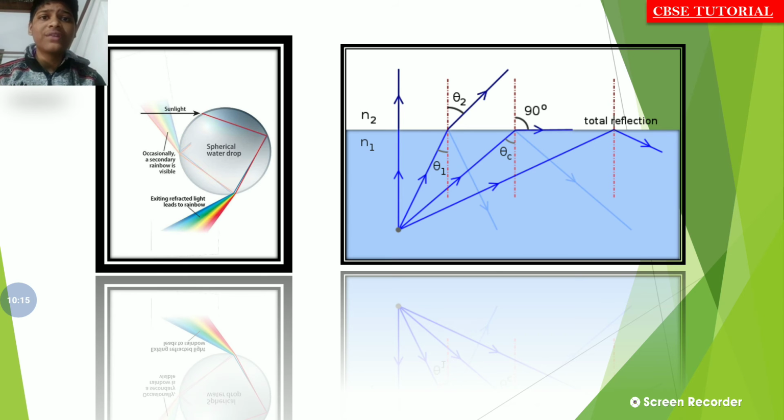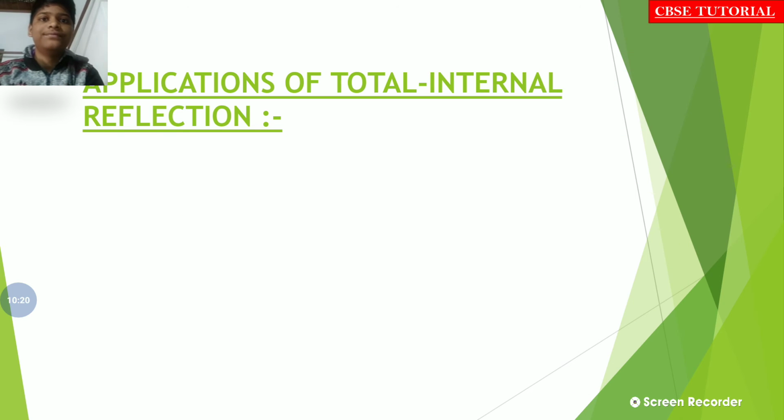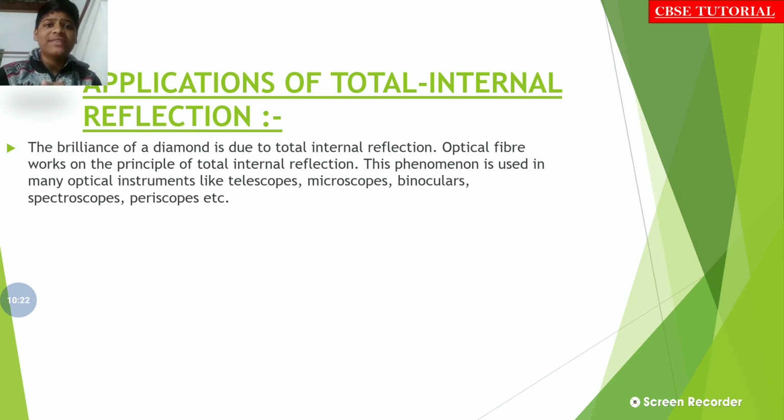So next we are going to discuss the applications of total internal reflection. Let's see. The first application is the shining of diamond. The diamond shines because of total internal reflection. As you know, diamond has a very high refractive index, and that high refractive index is also a reason behind the brilliance of diamond, as well as total internal reflection. First application is done.